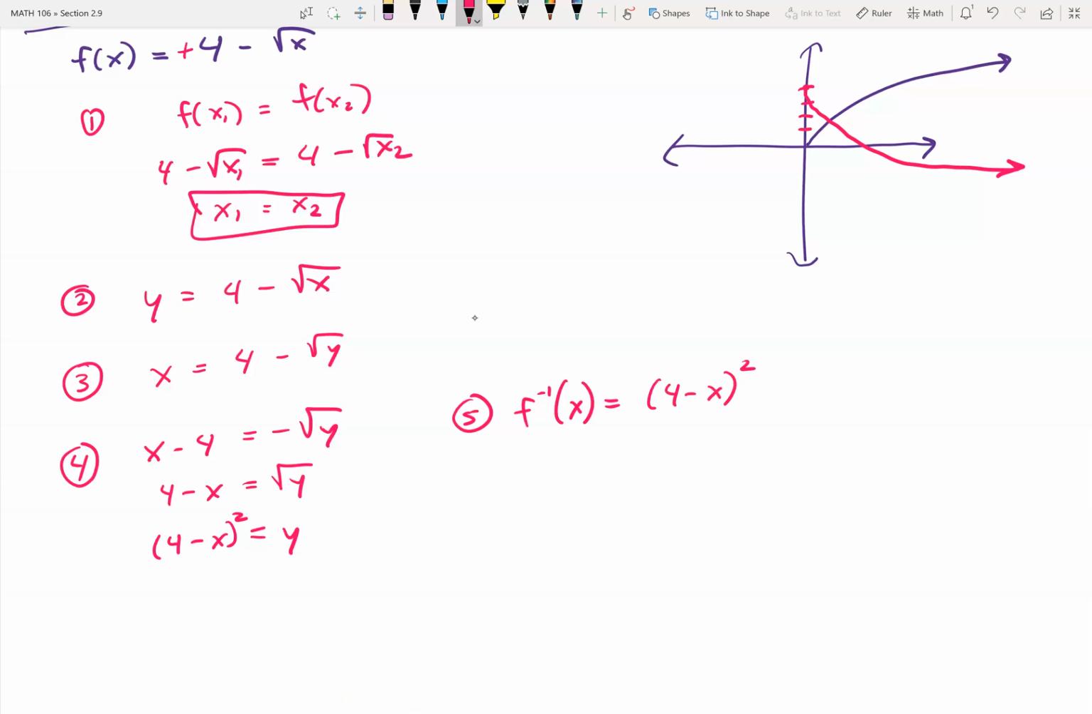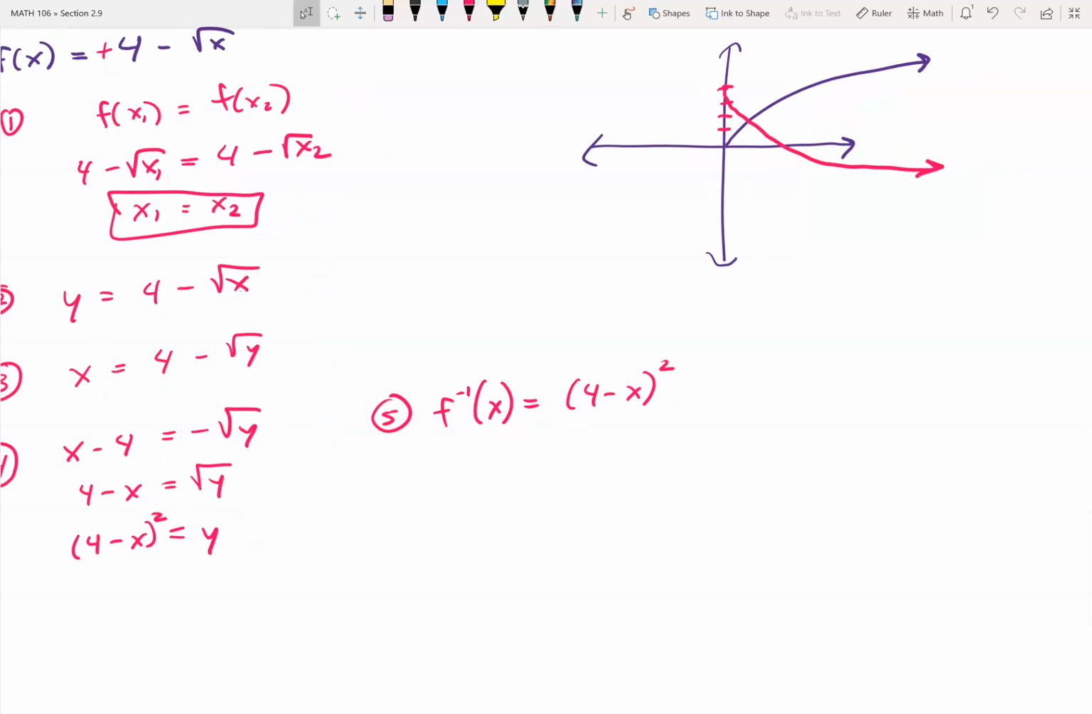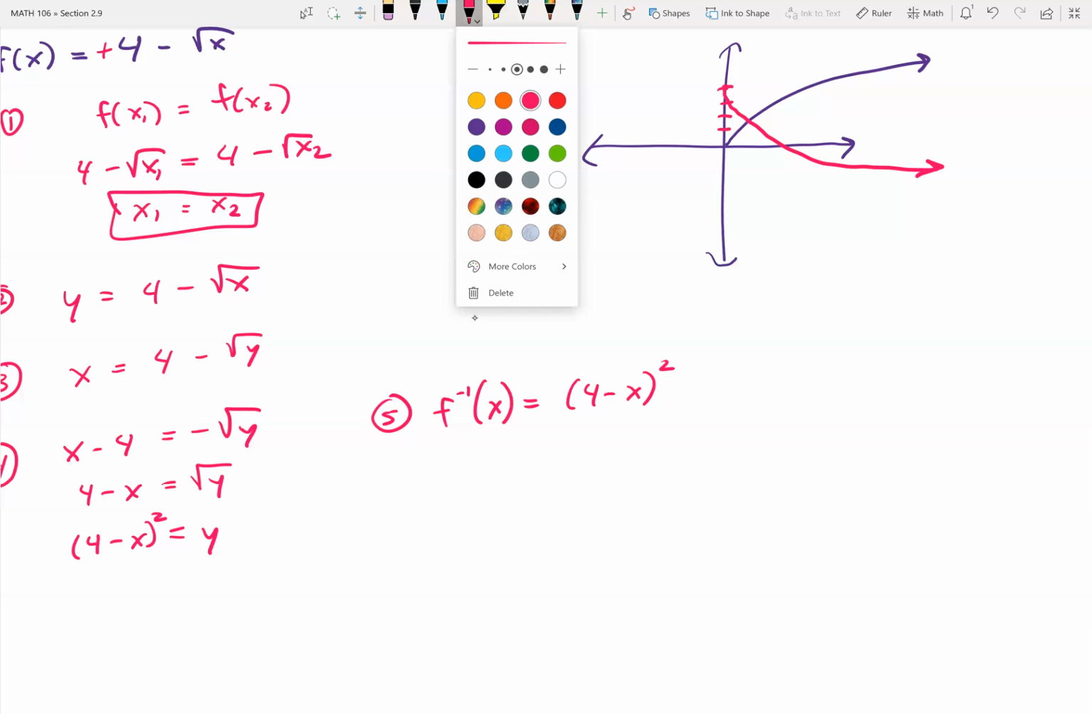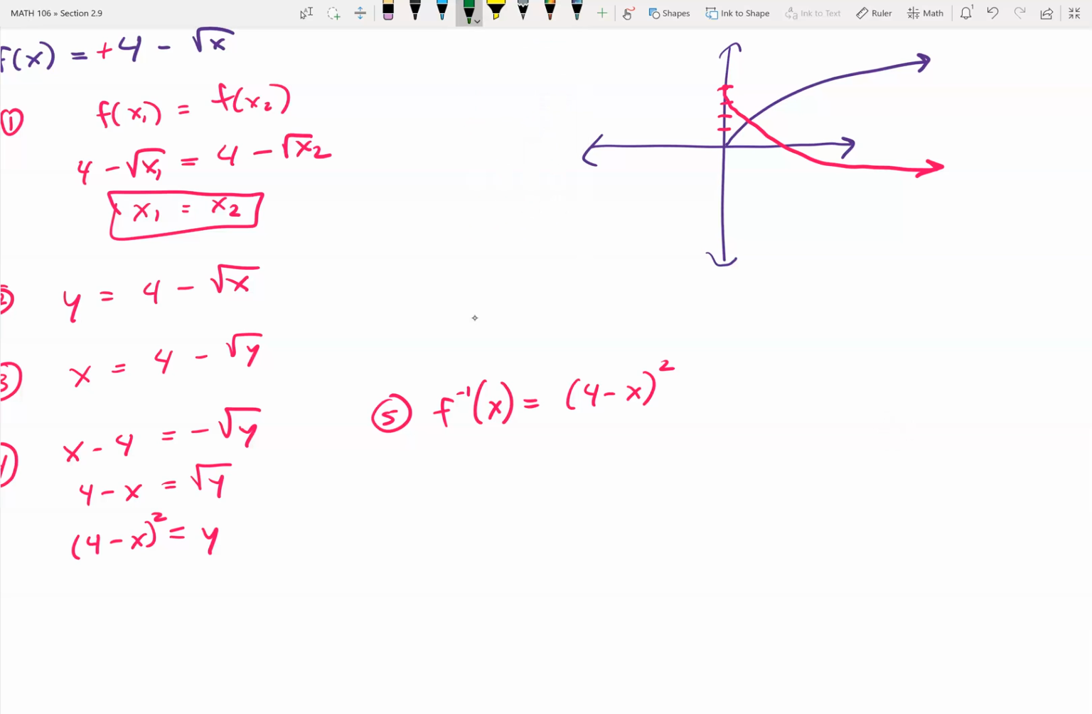Now, what's interesting, well, I don't know if you think it's interesting, but let's see. I'll do it in dark green. Now this one here, again from section 2.7, is easy to graph. We know what x squared looks like. That's the base function. So what's going on here? What's 4 minus x squared going to look like?